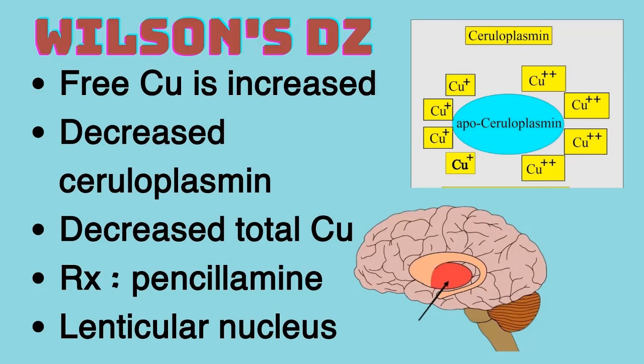So how would they put it? What would be other choices? Well, they could say decrease total copper, but they usually don't do that. They could say as an answer, increase free copper levels. That would be correct. Or they could say decrease ceruloplasmin levels, that would be correct. But if they said increase total copper levels, that would be incorrect. How would you treat this? Penicillamine. Penicillamine's a copper binder. Okay? They like this.